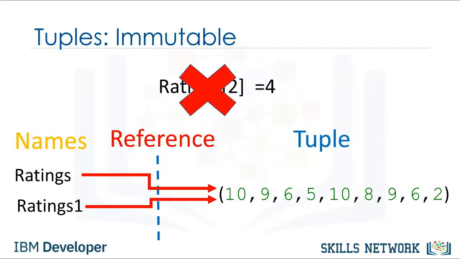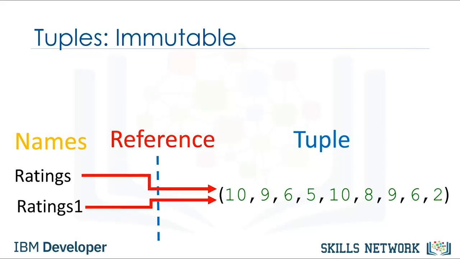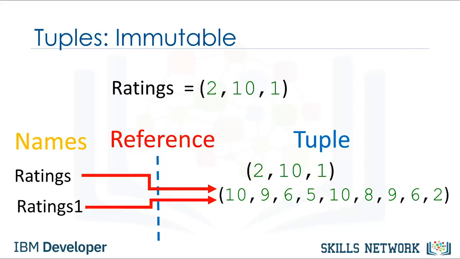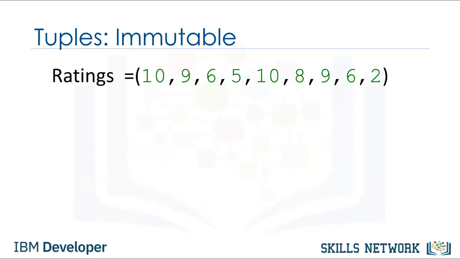Let's say we want to change the element at index 2. Because tuples are immutable, we can't. Therefore, ratings1 will not be affected by a change in ratings because the tuple is immutable, i.e. we can't change it. We can assign a different tuple to the ratings variable. The variable ratings now references another tuple. As a consequence of immutability, if we would like to manipulate a tuple, we must create a new tuple instead.